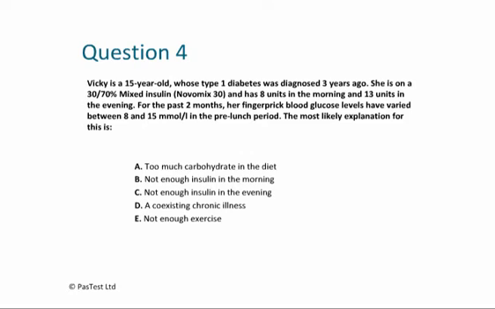Choose one answer, please. A. Too much carbohydrate in the diet. B. Not enough insulin in the morning. C. Not enough insulin in the evening. D. A coexisting chronic illness. And E. Not enough exercise. And the answer is B.